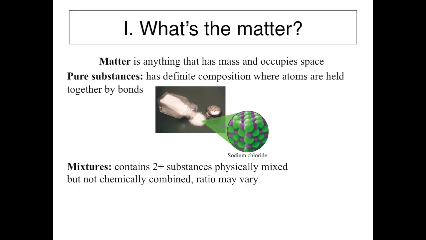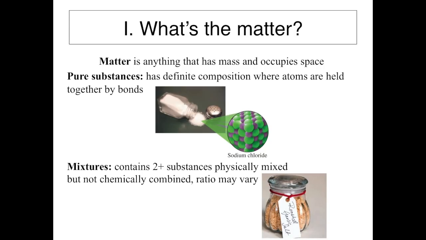So a prime example of a pure substance is the table salt that you use to flavor your food. In table salt, there are sodium atoms and chloride atoms. For every sodium atom, there is one chloride atom. It is a 1-to-1 ratio, and they are bonded together in a bond that's called an ionic bond, and we will discuss this later on in a few chapters.